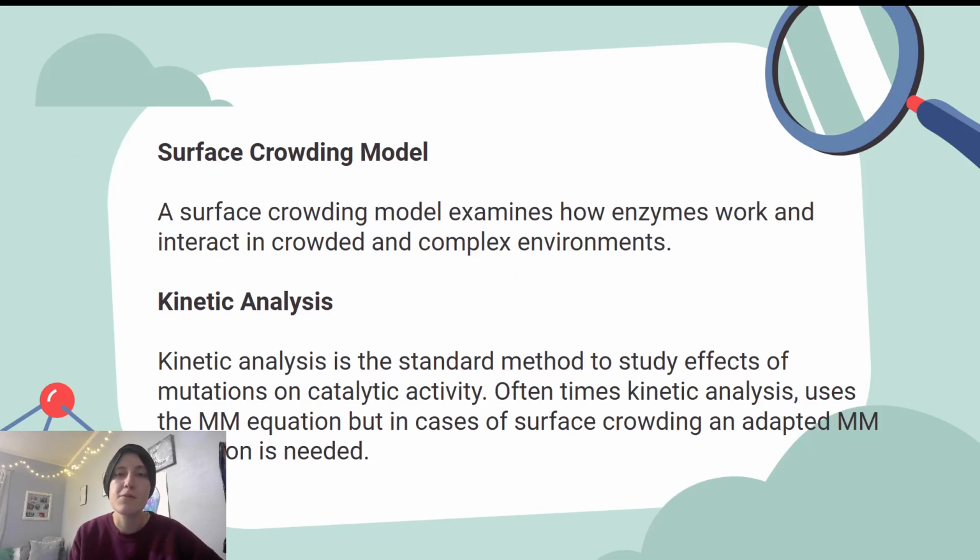Some other terms that you see throughout the paper and in the title itself are a surface crowding model and kinetic analysis. So a surface crowding model examines how enzymes work and interact in crowded and complex environments, and kinetic analysis is a method to study effects of mutations on catalytic activity, to see how things interact with each other and break down, and how when we mutate specific genes or portions of enzymes, that changes that catalytic activity. Oftentimes, kinetic analysis uses the Michaelis-Menten equation, but in cases like this one where we have surface crowding, where we have complex interactions going on, you often have to use an adapted Michaelis-Menten equation or multiple equations in order to get a more accurate picture of what's happening.